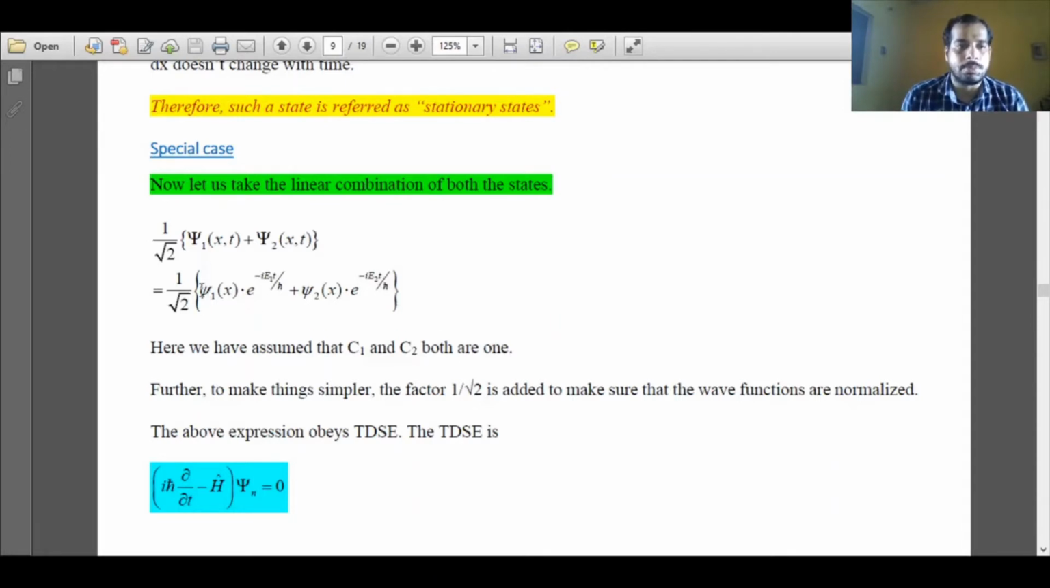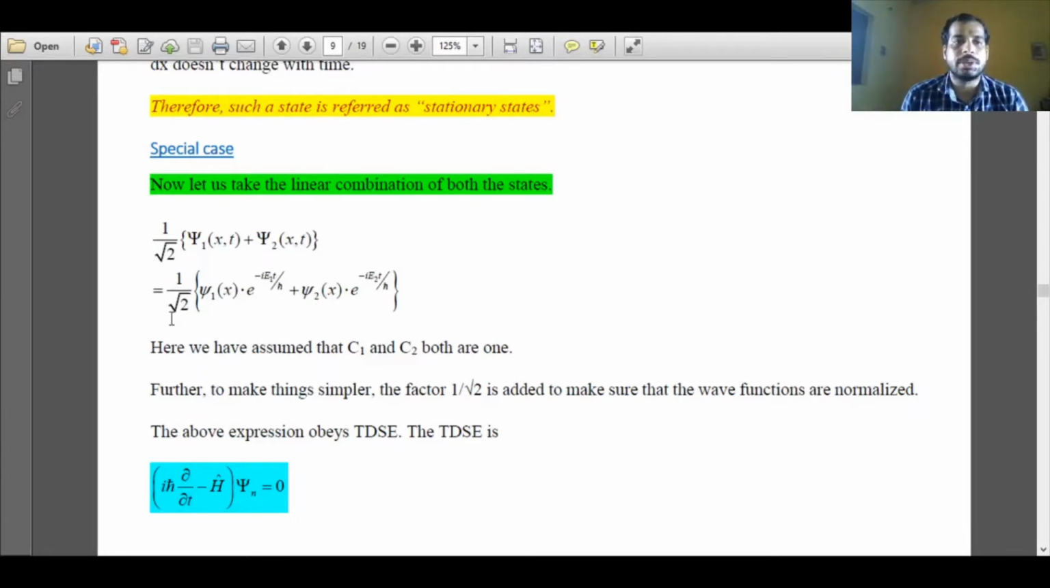So we have taken a linear combination. When we take a linear combination, we have to multiply by suitable coefficients. Suppose the coefficients are c1 and c2. For simplicity, let's assume that both c1 and c2 are 1. The linear combination ideally should be c1 psi 1 plus c2 psi 2, and we are assuming that the coefficients are 1, and this 1 over root 2 is a normalization constant for this linear combination of two states. Now we are assuming that the wave function of a quantum mechanical system is a linear combination of two different states.